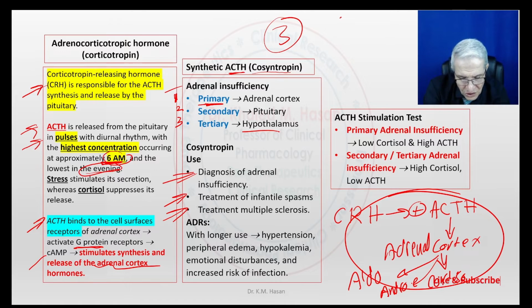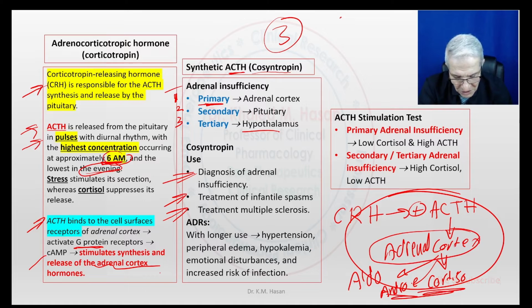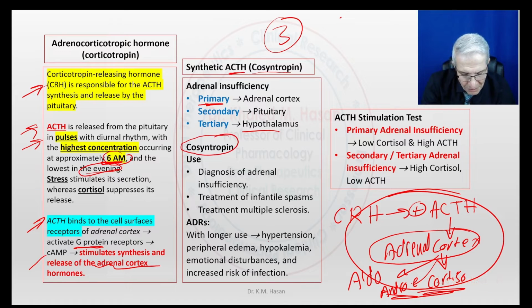Here what we have, ACTH leads to an increased level of cortisol in our body. As you can see here, ACTH stimulates the adrenal cortex and increases cortisol. So what happens here? When you prescribe gonadotropin to your patient, the patient may suffer from hypertension with chronic use. The patient may suffer from peripheral edema. The patient may suffer from hypokalemia. Hypokalemia means decreased level of potassium. The patient may suffer from emotional disturbances and increased risk of infections. So all these side effects are related to the gonadotropin.